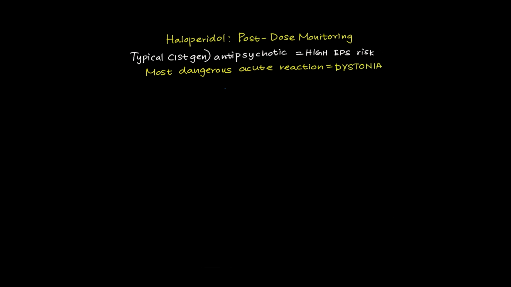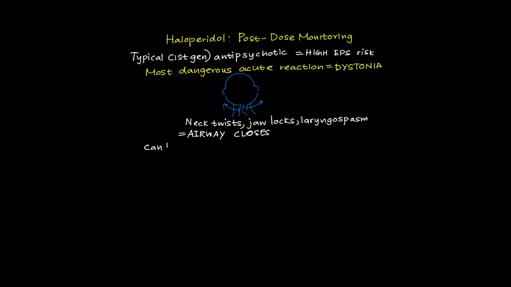The most dangerous one in the acute period is dystonia. Acute dystonic reactions can hit within minutes to hours of administration. The muscles contract involuntarily. The neck can twist, the jaw can lock, and the most terrifying one is laryngospasm, where the muscles of the larynx clamp down and the airway closes. A client in seclusion who develops laryngospasm and isn't being watched could die. That's why this assessment trumps everything else.